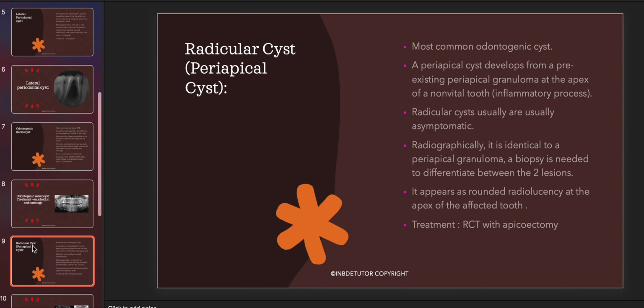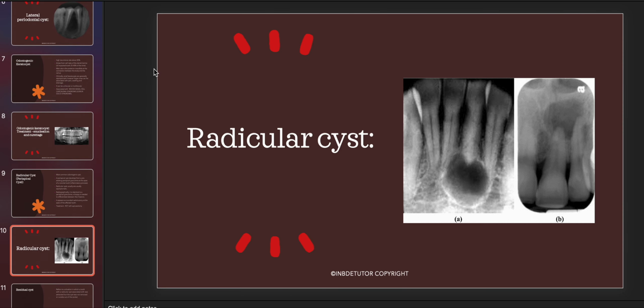Now, let's go ahead with the radiographic appearance of the radicular cyst. It appears as a rounded radiolucency at the apex of the non-vital tooth. So any pulp test that we do will be negative.